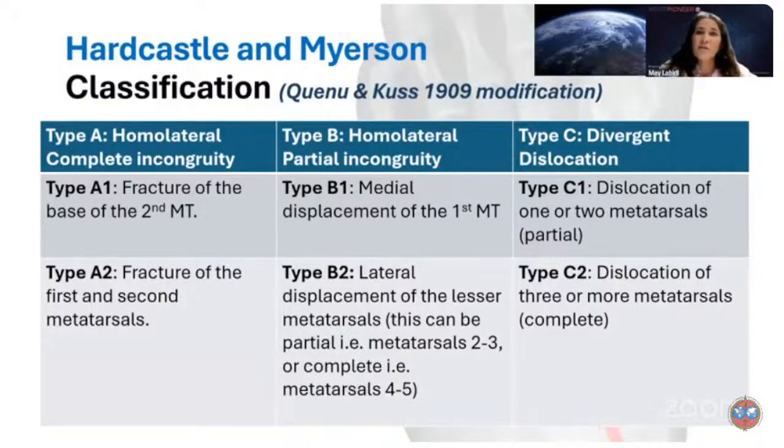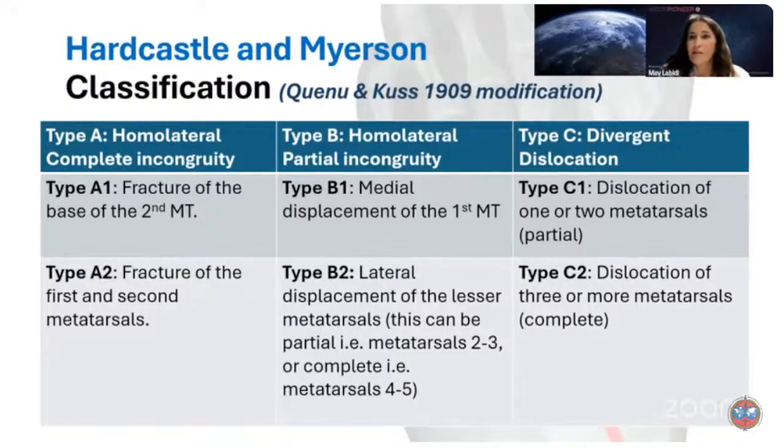Now, going to the second part, which is the classifications. I mentioned here two main classifications. Interestingly enough, the first ones that are noted were from Cuny and Kuss. I'm not too sure, did I pronounce that correctly? In any case, you can see that they did this classification in 1909, and only 70 years later did Hardcastle come up with a modification with more details, and Myerson.